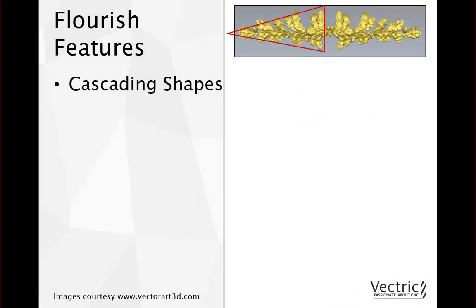Talking of cascading shapes, that's quite a typical feature. So there you can see how they've taken the leaf motif, and although it's not exactly the same set of leaves, it's a very similar repeating one that's coming down and gradually getting smaller as it goes away from the middle.